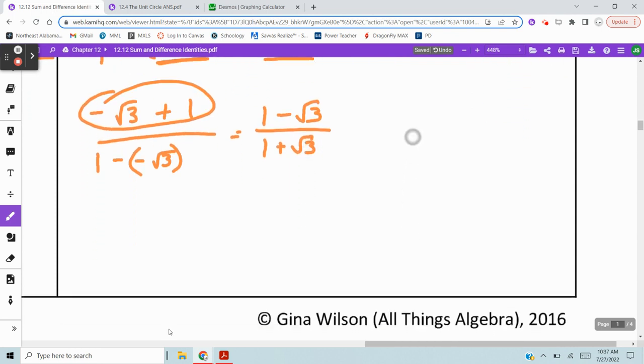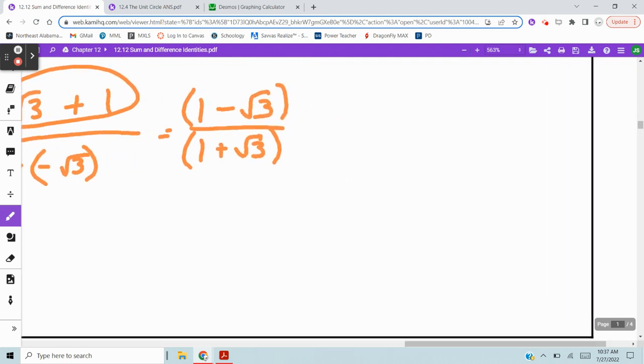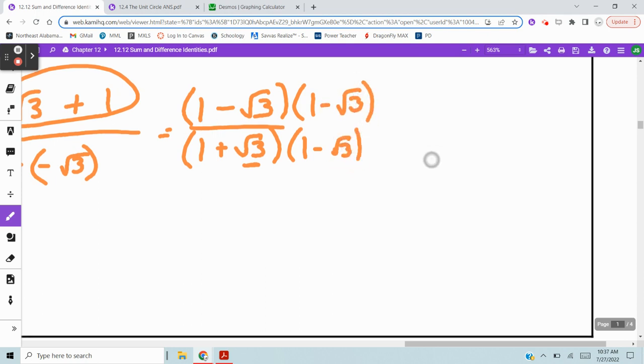And I told you the last time we did a tangent problem, we're not going to leave it like this. Now, this one was a little bit easier. We didn't have to worry about finding common denominators and adding the tops and bottoms together. We had a clean root 3 there. So what we are going to do is, in order to get rid of this radical on bottom, we're going to multiply top and bottom by the conjugate of the bottom. So we're going to multiply top and bottom by 1 minus root 3.